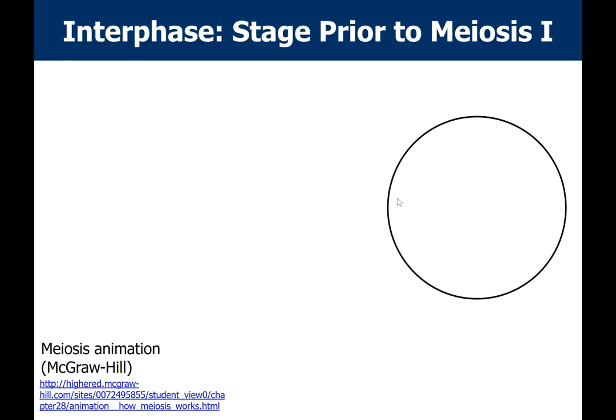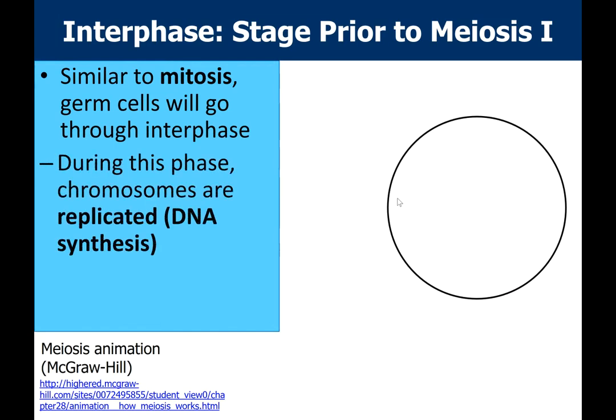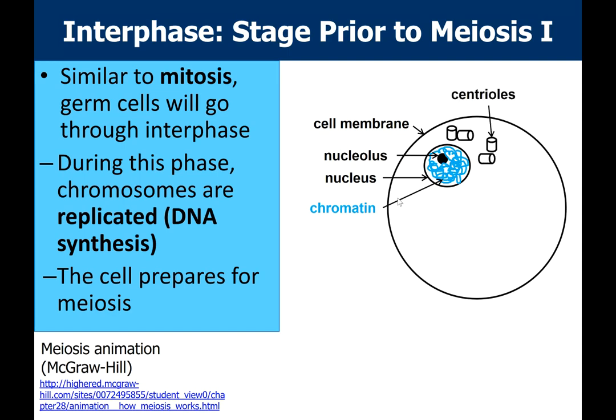Interphase is the stage prior to meiosis I. It's similar to mitosis. The germ cells will go through interphase. During this phase, chromosomes are replicated through DNA synthesis. The cell prepares for meiosis. So we have a nucleus, nucleolus, the DNA is in form of chromatin, and we have our 2 pairs of centrioles.